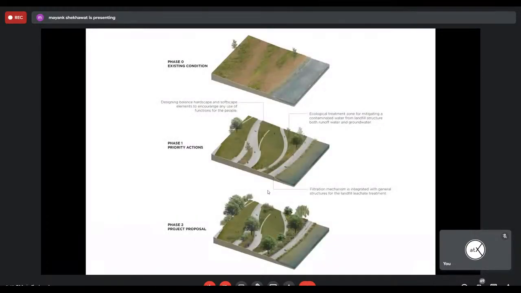Now, the way we went about tackling all the landscape spaces is that I'm going to show these for all spaces. It's going to be an existing condition of how it looks at the moment. It's going to be priority actions, what we intended to do in the first place. And it's going to be the final vision that we had, how the space would eventually be, or at least we were hoping for it to be.